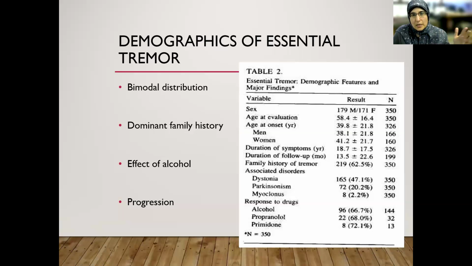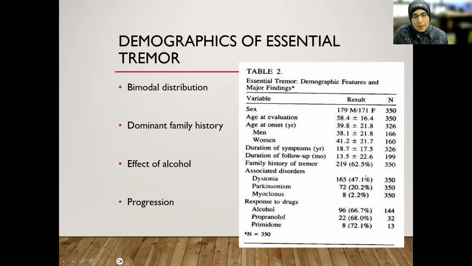It stayed at least for a couple of decades before it became obvious and affected an individual's ability to do activities of daily living. And then they sought medical attention. So their duration was, as I said, close to 2 decades. Only 60% of individuals, this was a large group of people who were looked at, have somebody else in the family who had a tremor.